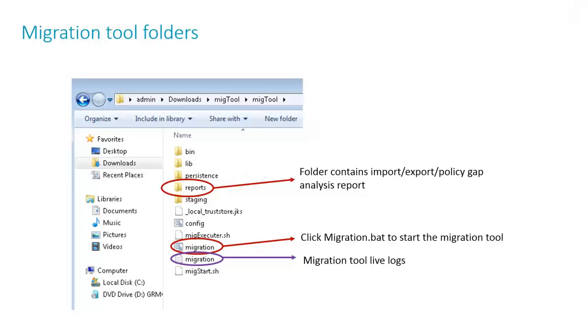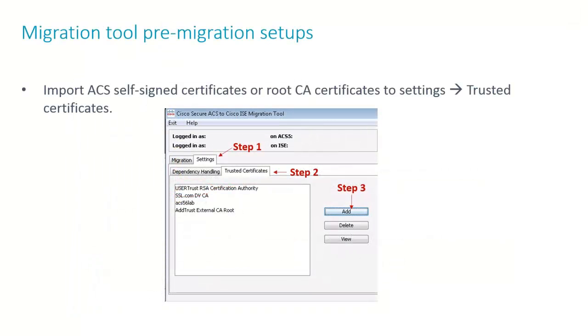Now, once you understand the migration tool folder structure, you'll double click on the migration.bat to open up the tool and go to the Settings tab, Trusted Certificates, and import the ACS self-signed certificate. If you have CA signed certificates, you need to install the root CA and any intermediate CAs here. This is applicable both to ACS and ISE.